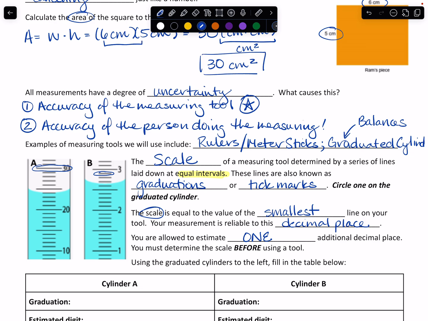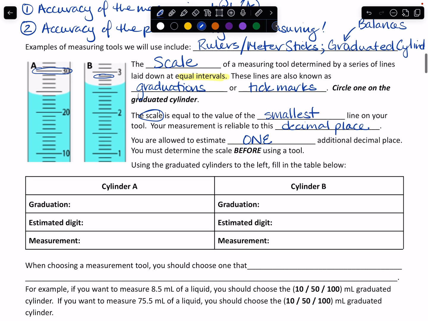So what does this look like in terms of our graduated cylinders? What we're going to do is define what the graduation means in terms of numerical value. Then we're going to define where we can be in terms of the estimated digit and then write down the measurement for each of these cylinders. Just as a reminder, we always measure at what's called the meniscus. When we deal with volume, it is the bottom of that curve. We won't have that problem when we measure something like length, but when you measure volume, we have capillary action. We have to keep that in mind.